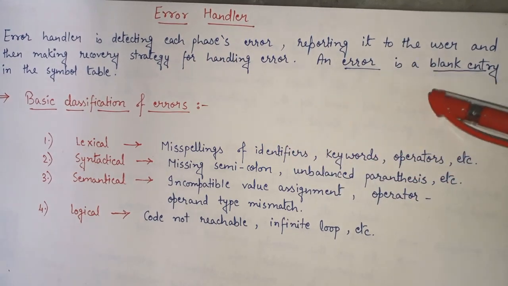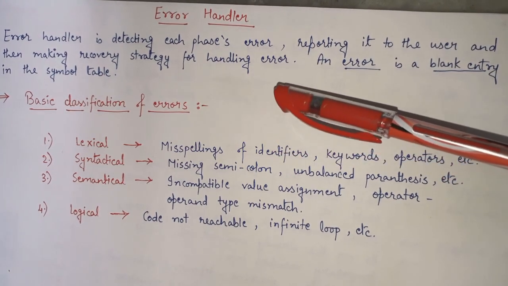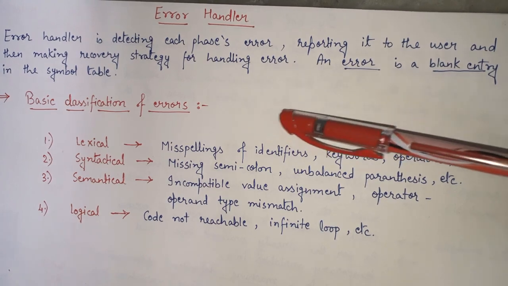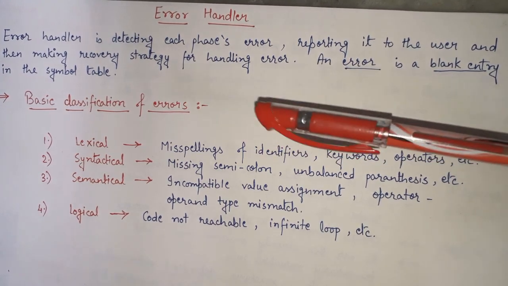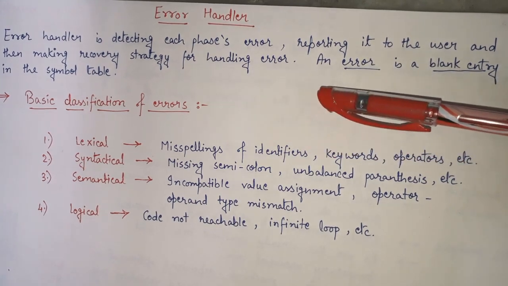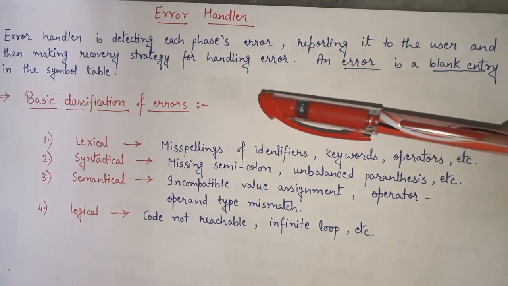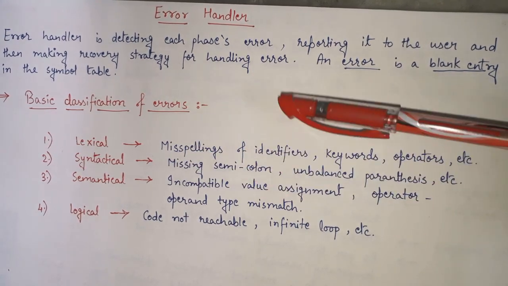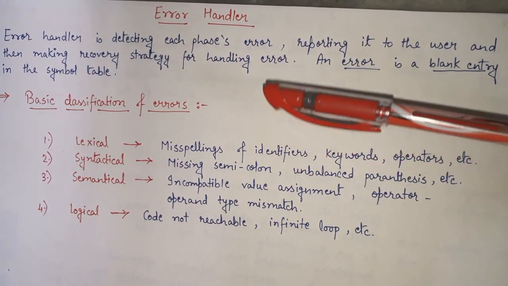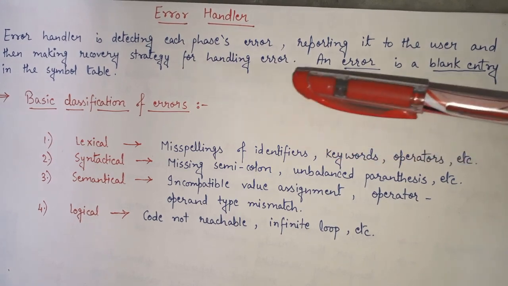An error is a blank entry in the symbol table. As we know, we have seen the symbol table, so in case there is any error, it is represented by a blank entry. As we proceed, we are going to see the parsing tables. I'll let you know about everything about parsers. So we are having different parsers like bottom up parser, top down parser. For those parsers we are using a parsing table, and in the parsing table also we will be having many entries.